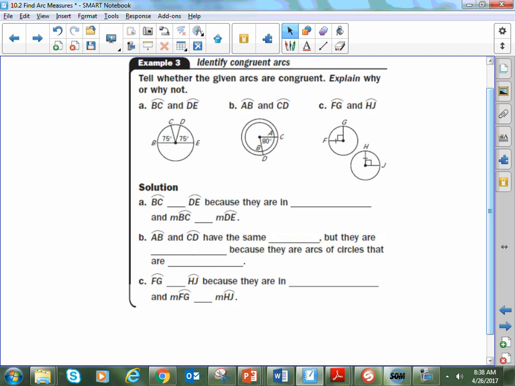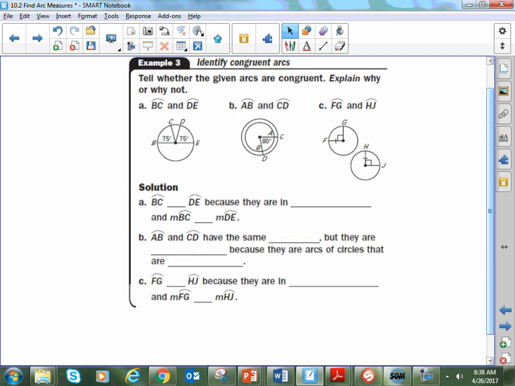What we're looking at here is we're being asked to identify the arcs that were given: are they congruent to each other or are they not congruent to each other? And in order for me to be able to say, yes, these arcs are congruent, there's really two properties that I have to be able to identify.